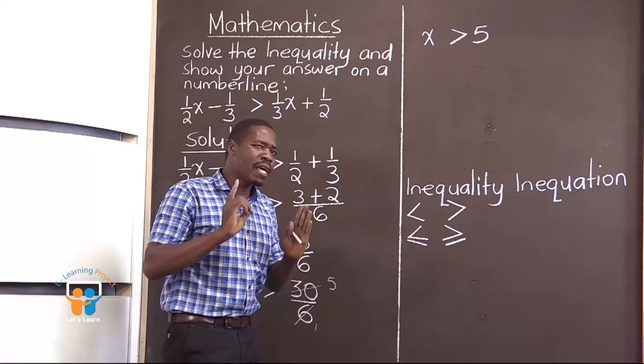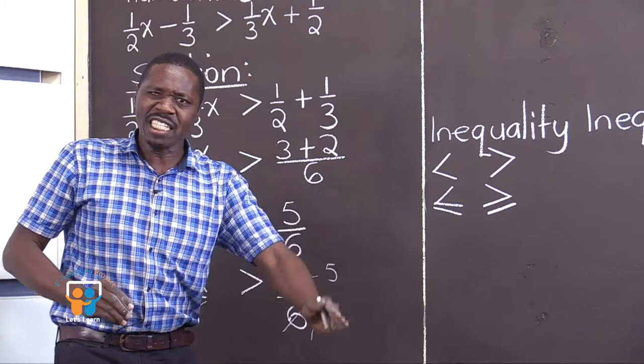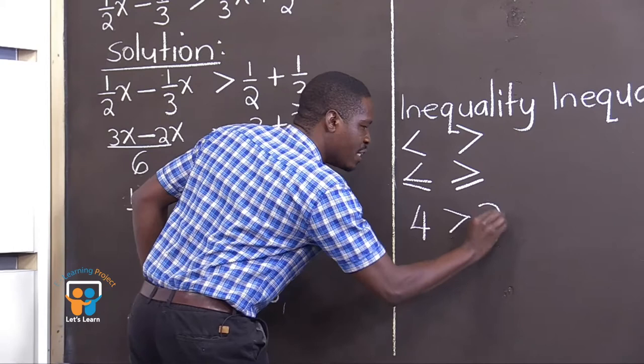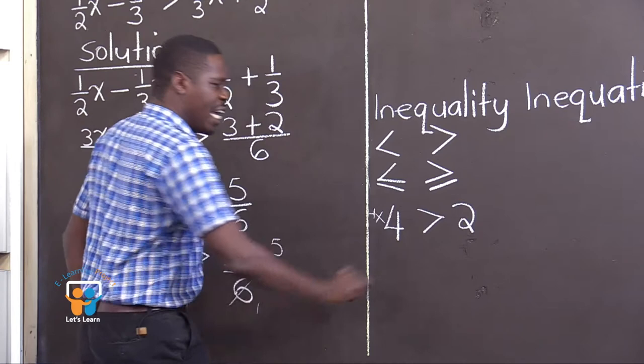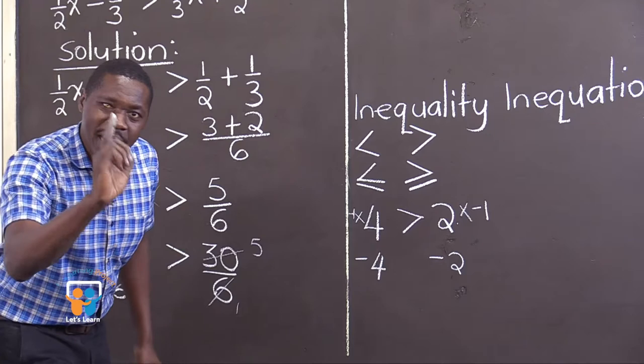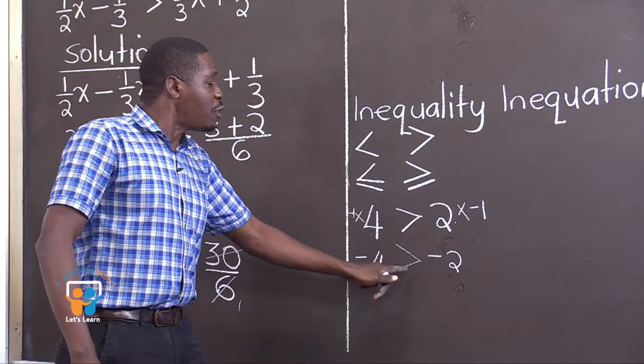And again, before you forget, in inequalities, should you reach somewhere and you divide or multiply both sides by a negative number, the sign reverses. What do I mean by that? If you have 4 is greater than 2 and you decide to multiply by a negative 1 to the left, you multiply by a negative 1 to the right, you will have negative 4 and on the right-hand side, negative 2. You cannot maintain the symbol by saying is greater than. That would be wrong. Much as 4 was greater than 2, negative 4 cannot be greater than negative 2.